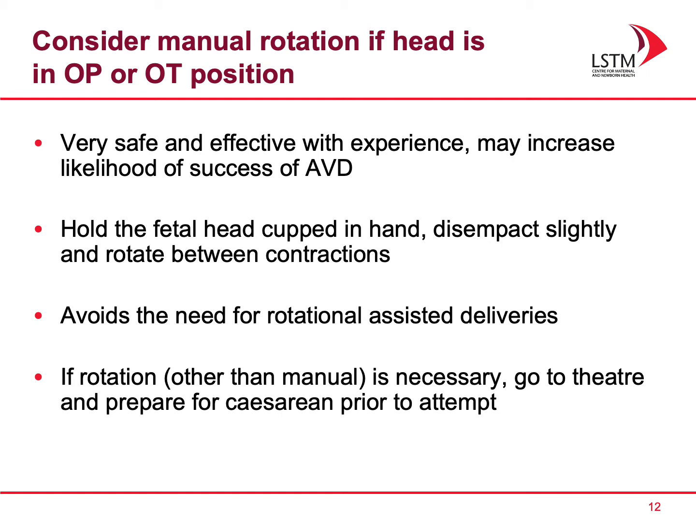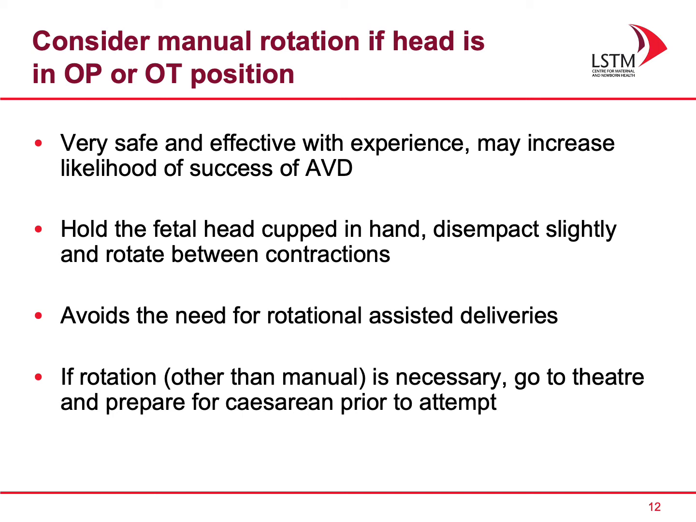Hold the head in a cupped hand, and then you want to disimpact it slightly in between contractions. So you disimpact it and rotate it in between contractions, because if you are able to do this, like I said earlier, apart from your AVD chances of success going higher, it avoids the need for you to do rotational AVDs, in that if you're able to rotate it manually, you may not even need to do the AVD altogether. This labor may just progress without you needing to intervene.